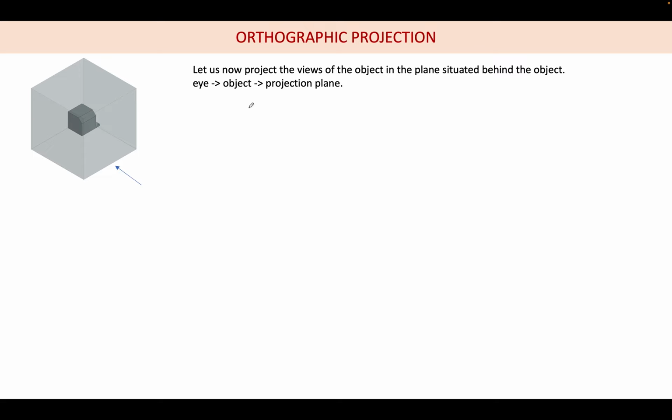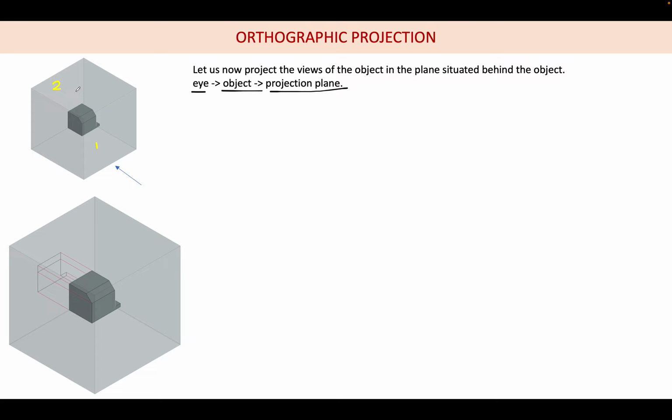In this case we see that the object is between the projection plane and the observer, which is the eye. So in this case also, let me number this front as 1 and this back side as 2. So in this case, will the front view be projected on number 2 or number 1? Remember that the object is in between the eye and the projection plane. Can anybody tell? Yes, number 2, because the object is in between the eye and the projection plane. So this projection plane is obviously number 2. Like this I am projecting the front view.